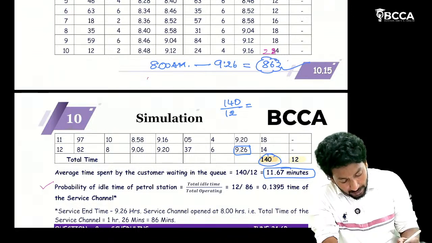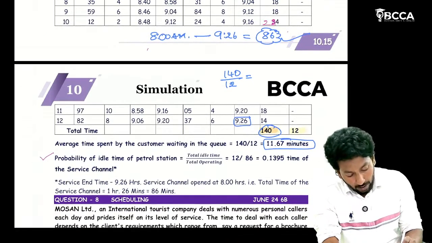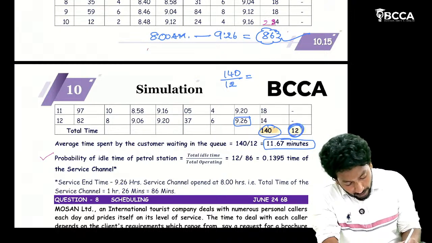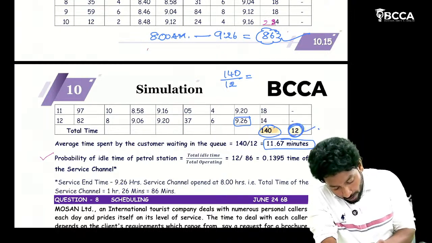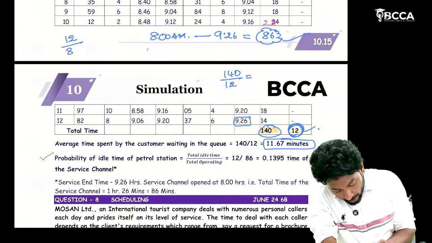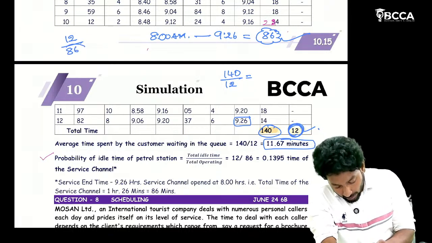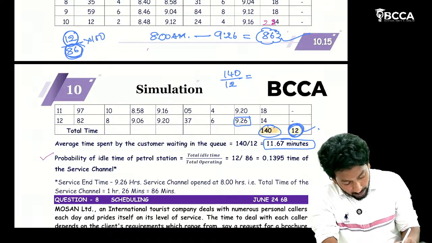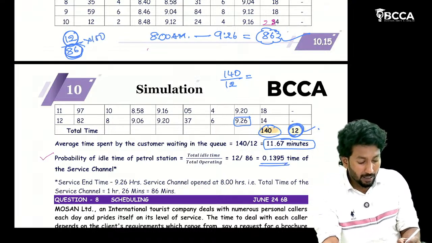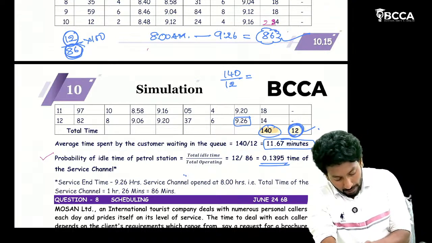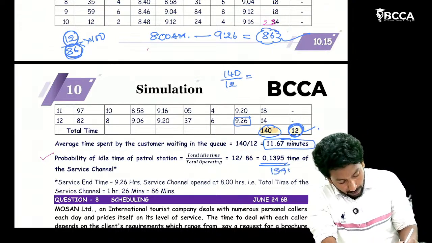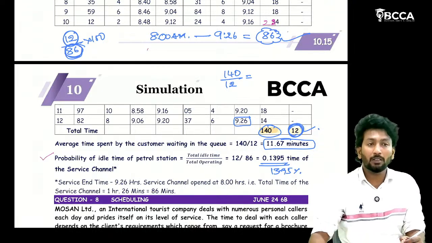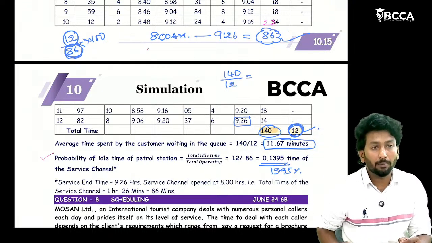Out of this 86 minutes, the pump has been idle for 12 minutes. That means what is the probability of idle time? 12 divided by 86. Out of 86 minutes operating time, the pump has been idle for 12 minutes. 12 divided by 86 into 100, we will get 0.1395, or 13.95 percent of time is idle. That is nothing but probability.